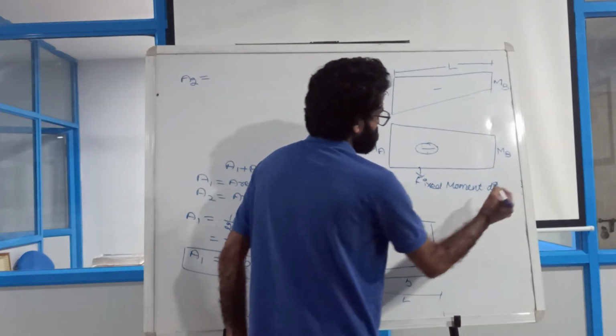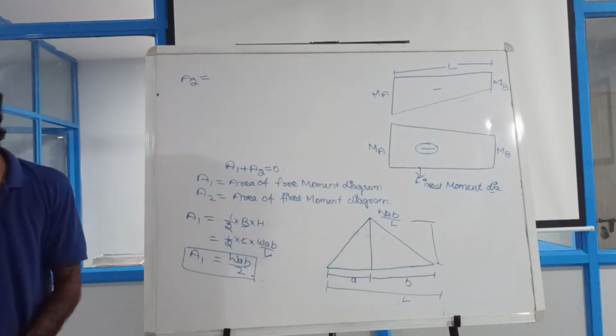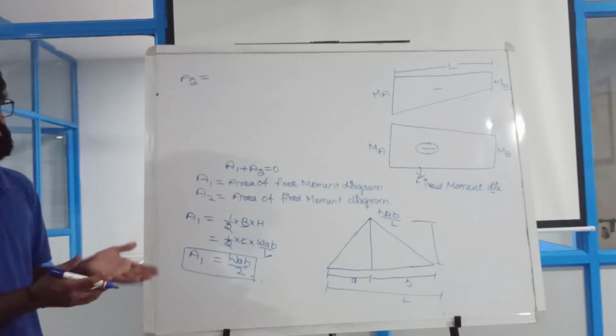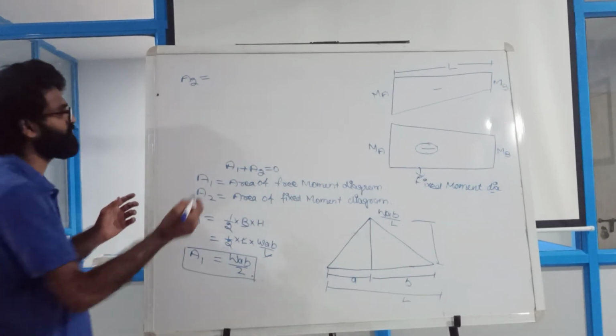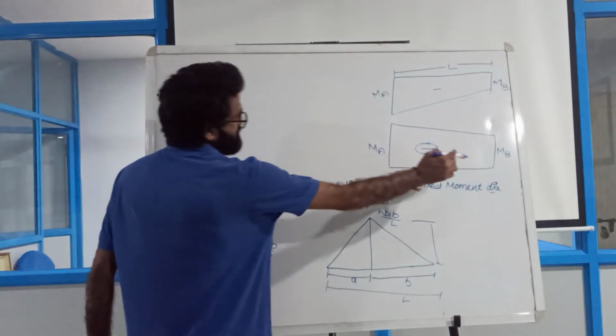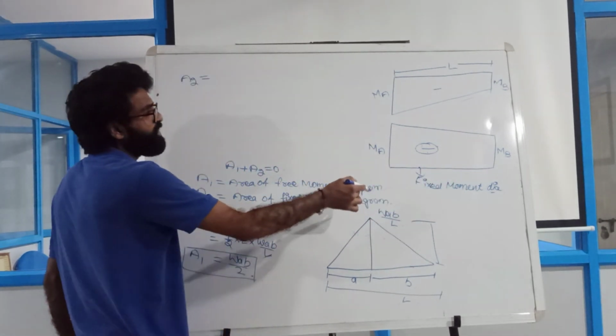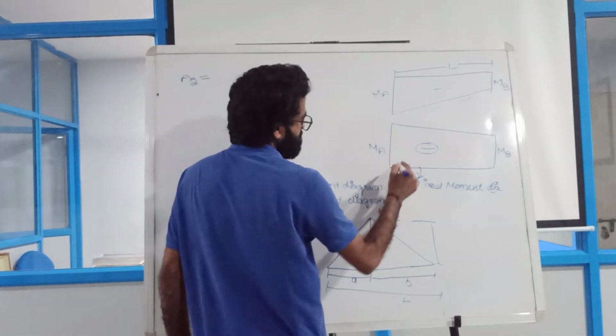Now I have to calculate the area for this. So it is a trapezoid. All of you know the formula for a trapezoid: side A plus side B divided by 2, into the base. And what is the base?